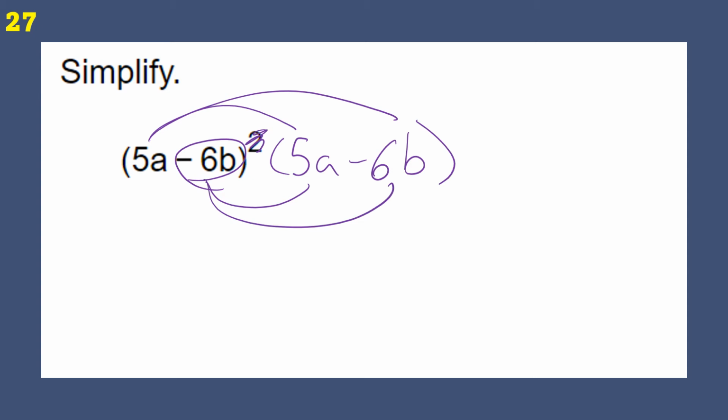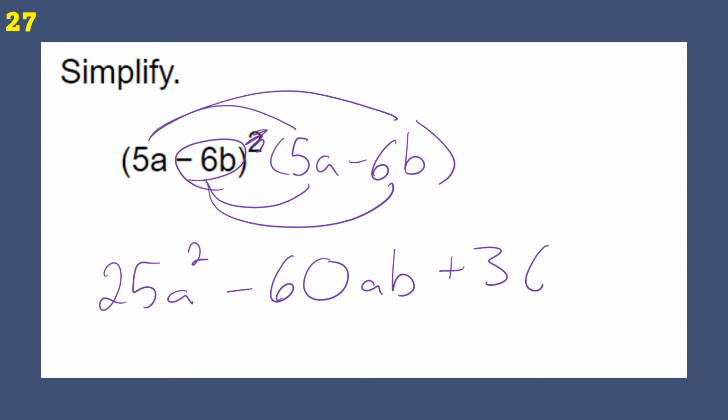And so what we're going to end up with is 25a squared. And then after we end up combining the like terms in the middle, we're going to end up with negative 60ab. And then finally, we're going to get positive 36b squared.